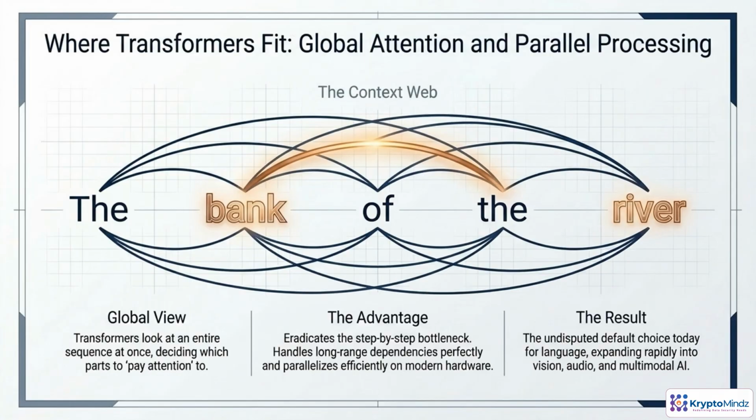Transformers sit in the deep learning family as sequence specialists. Instead of walking through a sentence one step at a time, they look at the whole thing and decide, for each word, which other words matter most. That global attention fixes the classic RNN problem of losing track over long distances, and it runs efficiently in parallel. Because of this, transformers have become the standard for language and are quickly taking over vision, audio, and multimodal tasks.